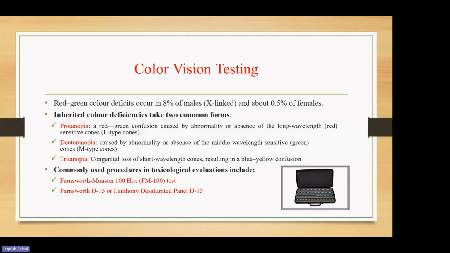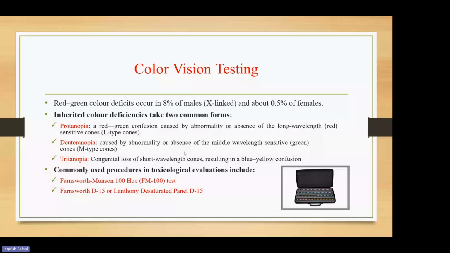Some human beings have difficulty differentiating between these colors, and these terms are used to record the disease condition, and it is tested in animals whether a compound or toxicant creates these changes or not. Rarely, tritanopia is used, a congenital loss of short-wavelength cones resulting in blue-yellow confusion. This is the method used to identify these changes.